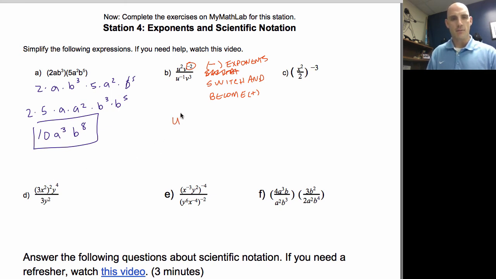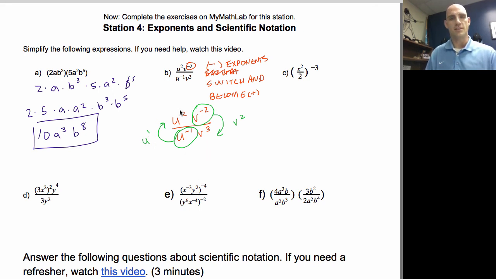What do I mean by that? I'm going to rewrite this problem. u squared times v to the negative 2 over u to the negative 1 v cubed. Here's what happens. This exponent is negative. It goes to the bottom and becomes v squared. This u to the negative 1 goes to the top. It switches and becomes u to the first. So what does that mean?